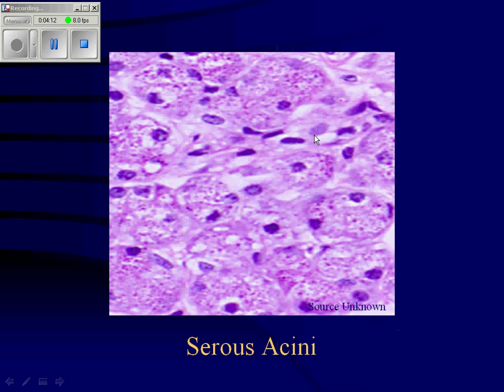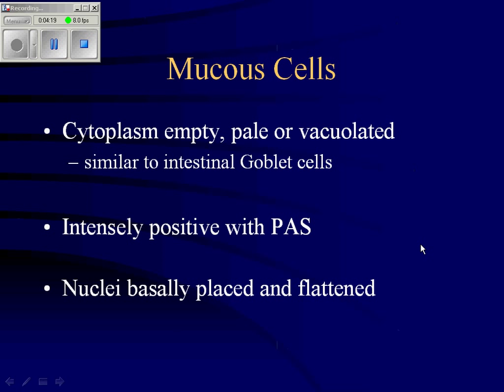Okay, and these are the serous acini. Again, very granular cytoplasm, and that's due to those zymogen granules. The mucus cells, the cytoplasm appears empty or vacuolated, like an intestinal goblet cell, very similar. They're very intensely positive with PAS because of the mucin, and you can also stain it with mucicarmine. That would work too. The nuclei are generally flat and against the base of the cells because of those mucus globules.